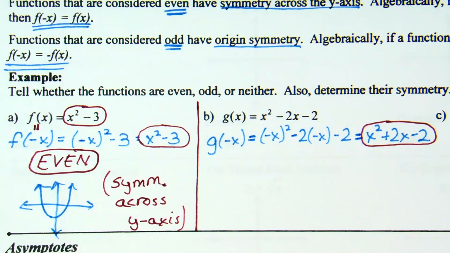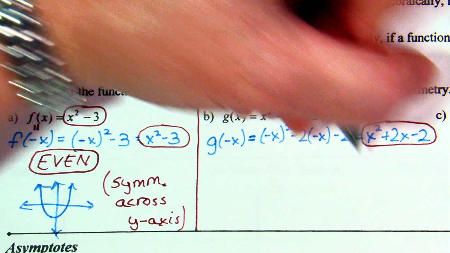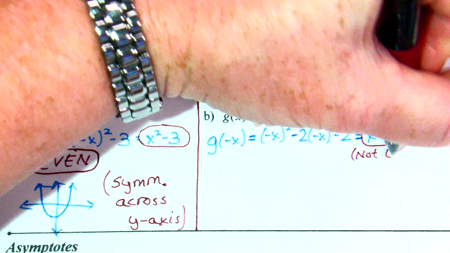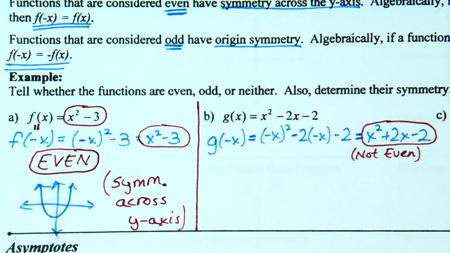What do you know about the x squared plus 2x minus 2? It's not the same as the original. So what can I say right now that I know for sure? This function is not even, right? I won't go as far as saying that it's odd yet, because I don't have any proof that it's odd. And keep in mind, there is a neither option. Okay, so right now, all I've proven is that based on the original, this is not even.